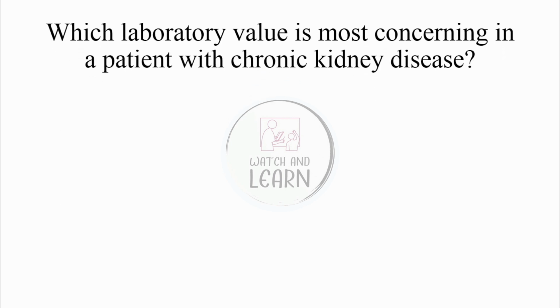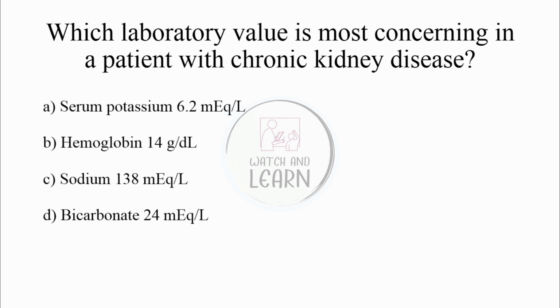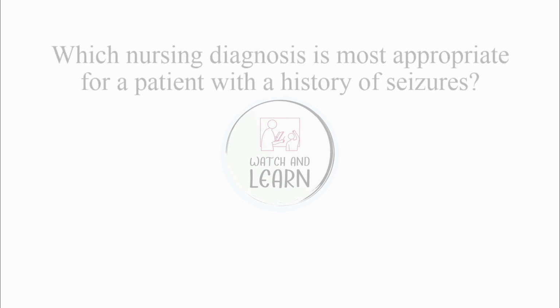Which laboratory value is most concerning in a patient with chronic kidney disease? Options are option A serum potassium 6.2, option B hemoglobin 14 gram per deciliter, option C sodium 138, option D bicarbonate 24. The right answer is answer A serum potassium.